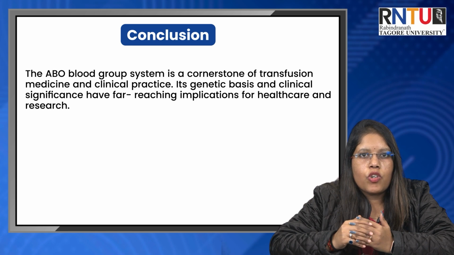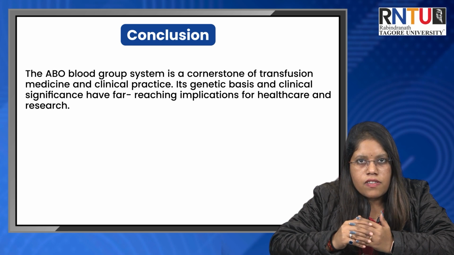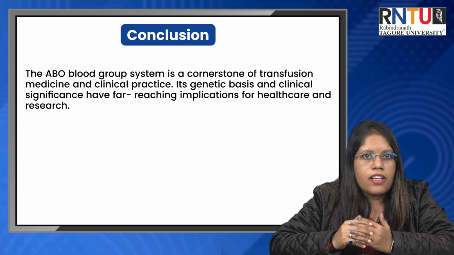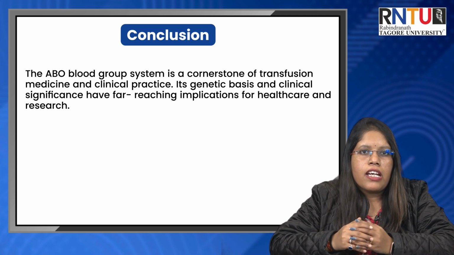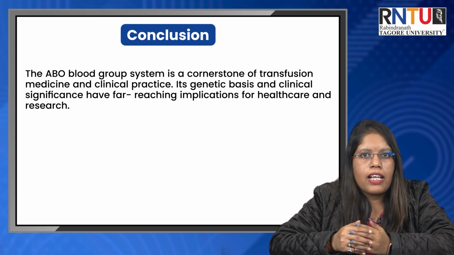Conclusion. The ABO blood group system is a cornerstone of transfusion medicine and clinical practice. Its genetic basis and clinical significance have far reaching implications for healthcare and research.